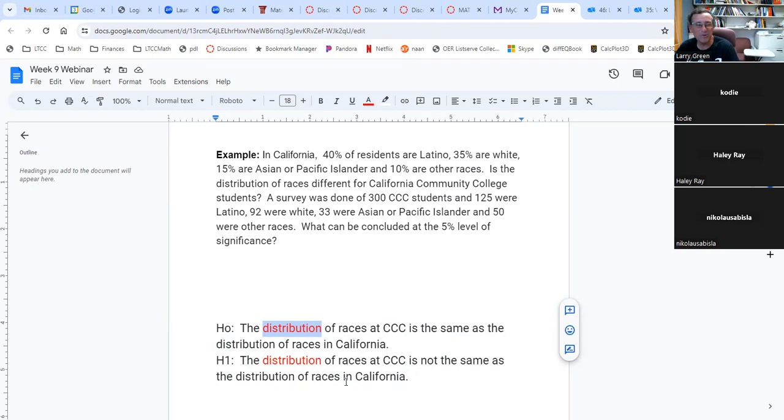And by the way, if you do write down the word distribution, you'll gain points. You won't get a 0. That's for sure, as long as you have that word. Doesn't mean you'll have 100%, but at least that's a piece of what you have to do. Any questions on that?